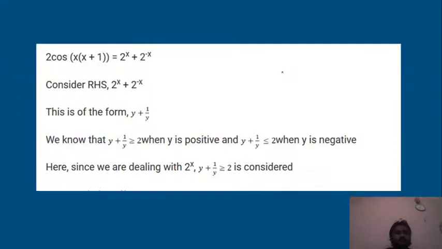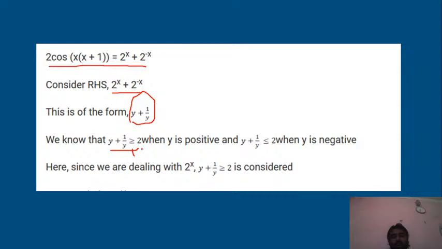Okay, so yeah, let me show you the solution. That is 2 to the power, this is our question. So consider RHS is 2 to the power x plus 2 to the power minus x. Now this is in the form of y plus 1 by y. So now I can say that y plus 1 by y is a very famous identity.